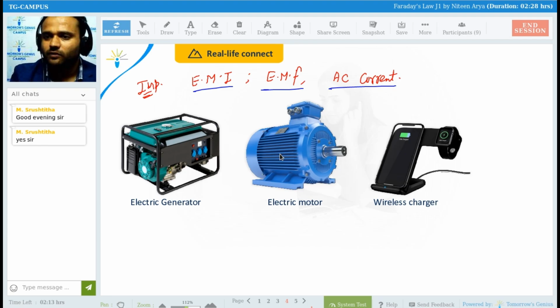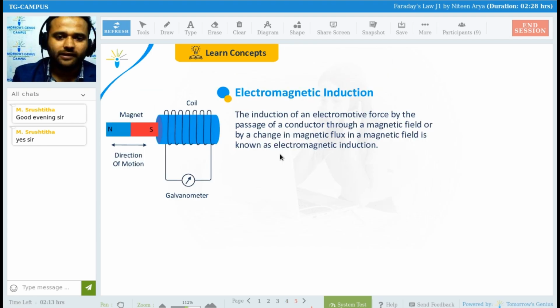Okay, good. Moving ahead, electromagnetic induction. So this is the proper definition. So electromagnetic induction, what is this? The induction of an electromotive force by the passage of a conductor through a magnetic field, or by a change in magnetic flux in a magnetic field, is known as electromagnetic induction. Oh my goodness, so many hard words.